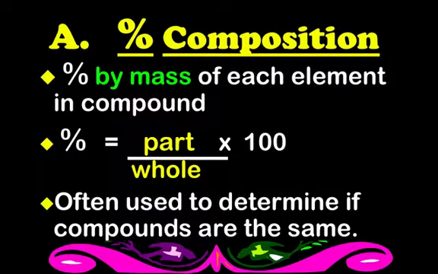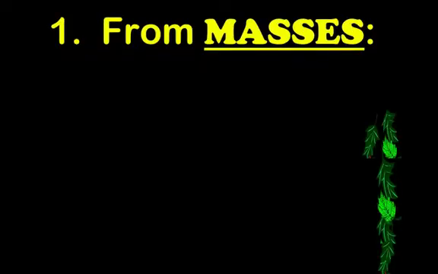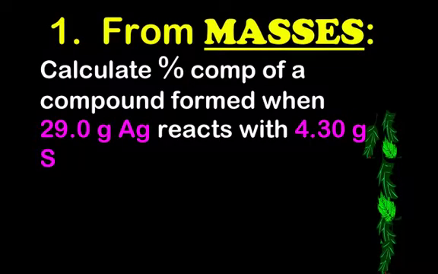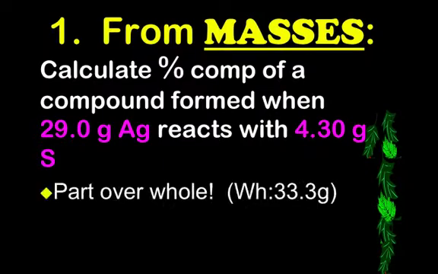Sometimes the problems will give you a mass to follow along with. For example, calculate the percent composition of a compound formed when 29.9 grams of silver reacts with 4.30 grams of sulfur. Well, first we have to figure out what the total amount is so we can do part over whole. The whole is 33.3 grams because I add the 29.9 and the 4.30 together. So those two numbers added together, 29.9 plus 4.30, is 33.3 grams.